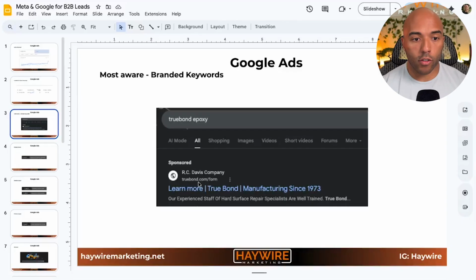So truebond.com/form. And if you click on it, it's going to be a form. However, these are people that are already familiar with who they are. And if you're running a campaign, you most likely are going to spend probably $5 to $10, depending how large your brand name is, for that specific keyword. But it's very important to run a branded campaign for your company, because if you're not doing it, another company can, and they can be hijacking your traffic essentially.